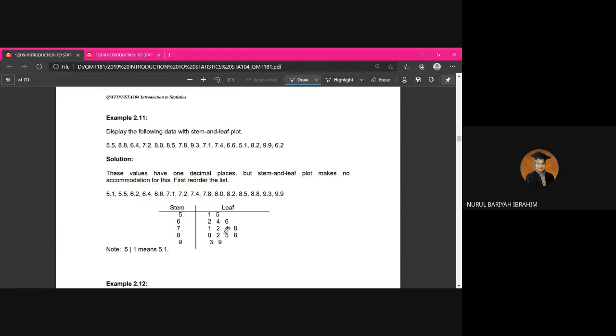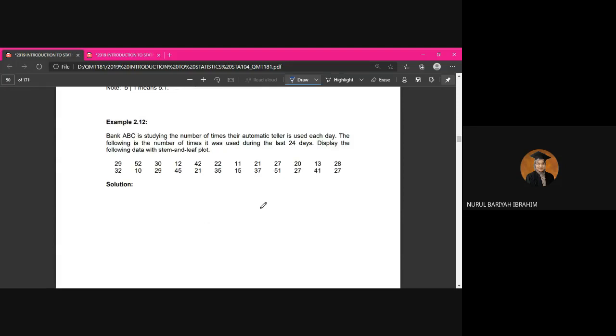Okay, and then also daripada sini juga boleh nak tengok distribution. Okay, it is quite normal also, right? It is quite normal. Tiada tailing, tak ada echo, dia tak panjang. So it is quite normal. Okay, let's see this example.